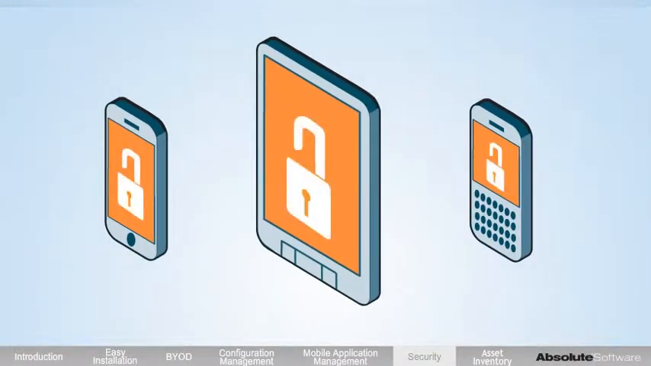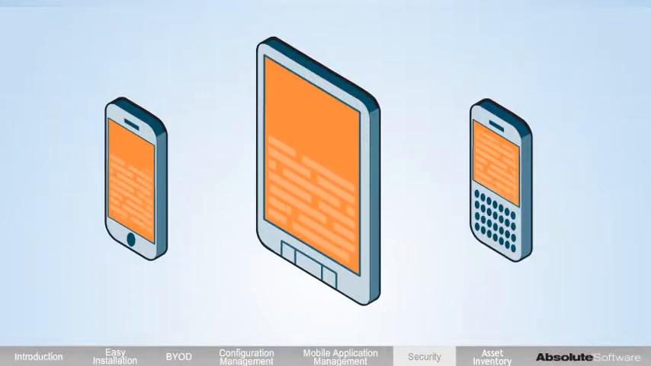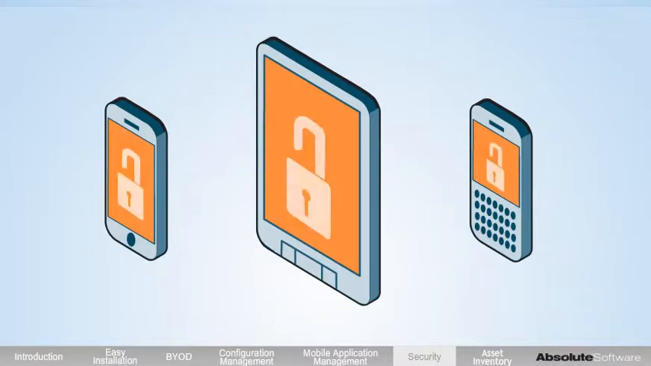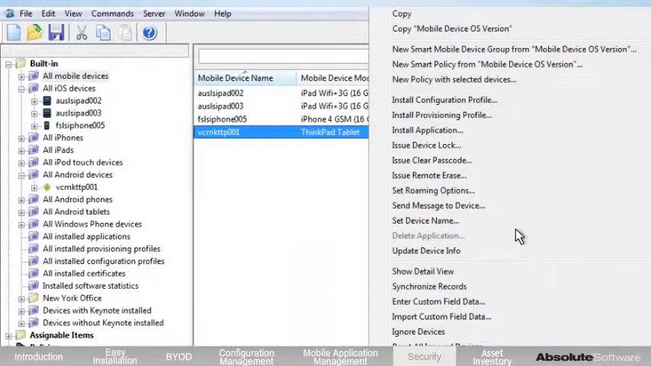The biggest challenge organizations with mobile devices face is in meeting required security measures. If a device contains corporate information, IT administrators must be able to control it if a security breach occurs. Absolute Manage allows you to apply enterprise-level security to these devices.